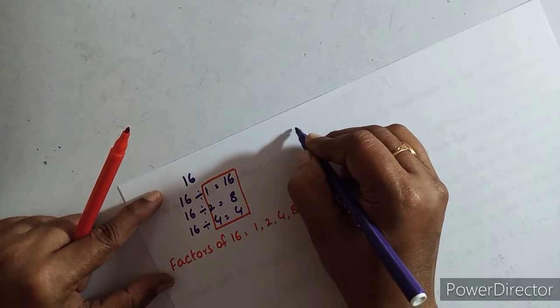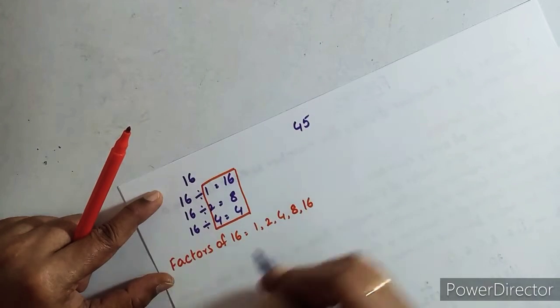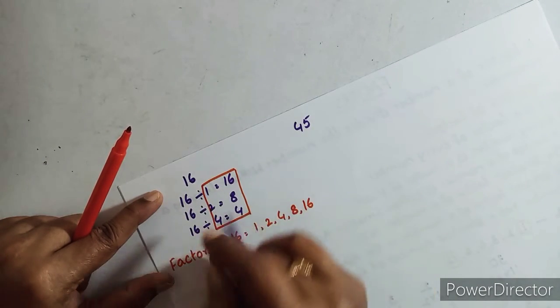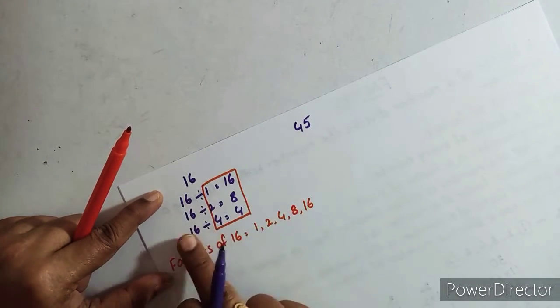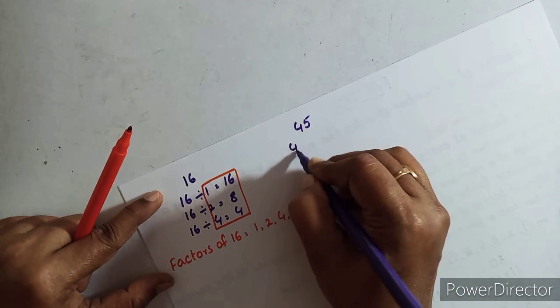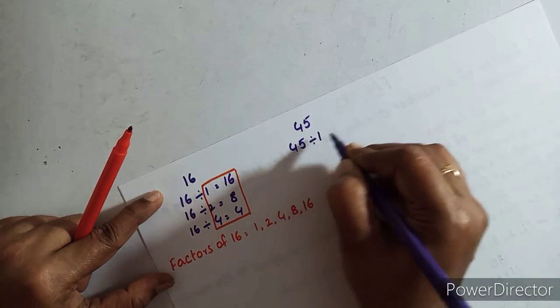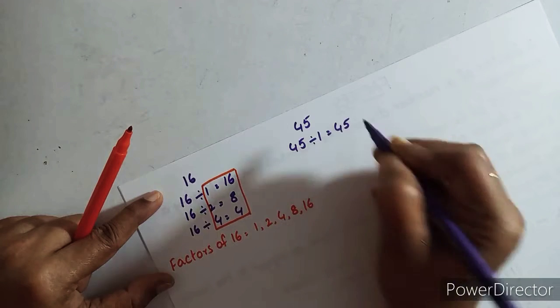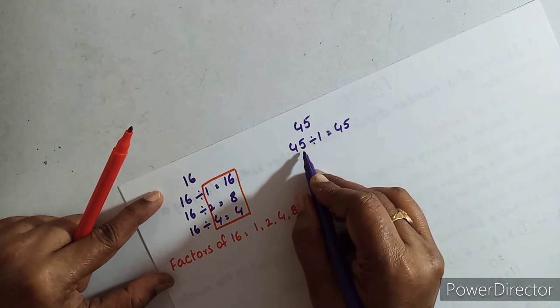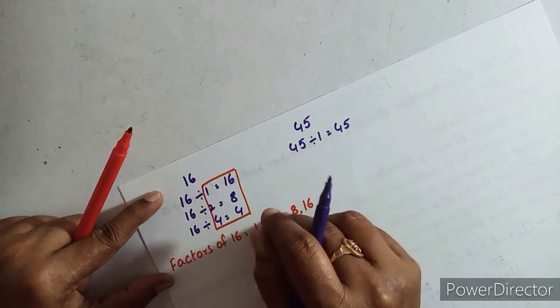Suppose you are finding the factors for 45. How can you find the factors for 45 by using this division method? 45 you can divide with 1 and you will get 45. Whereas it is an odd number, so you cannot divide with 2.